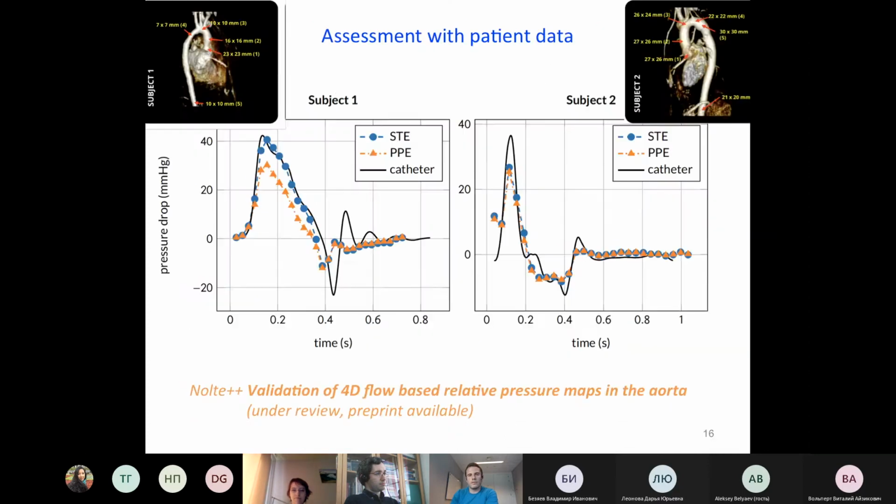So yeah, I don't know. Question. So here you have some results with patient data. So these are two subjects. It's very complicated to get subject data where you have both flow and pressure measurements. You have to do a research protocol for that. You don't do it in standard clinics. So then you see that also in this case, depending on the case, the STE may work better, and the results are quite reasonable.